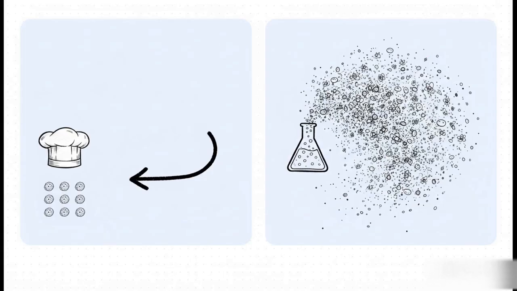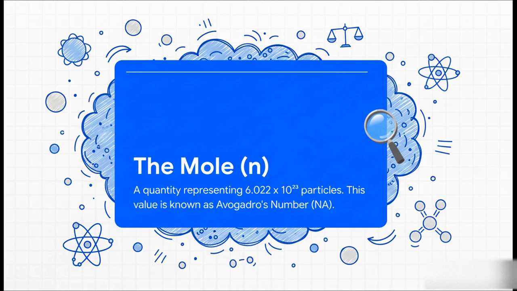Think of it just like this. When a baker says a dozen eggs, you instantly know they mean 12. It's just a handy way to talk about a specific number. The mole is the exact same idea for chemists, but on an absolutely massive scale. It's the chemist's dozen. But instead of 12, it stands for a mind-boggling number, 6.022 times 10 to the 23rd power.